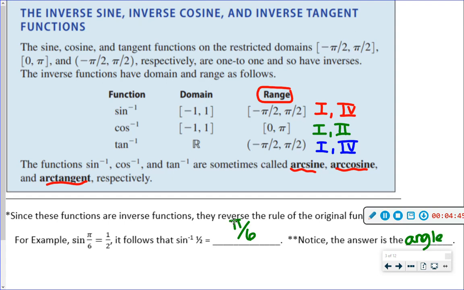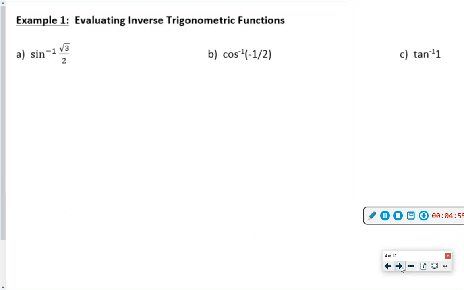One more time. So the next example, the first example, is not a whole lot different from the last page of your homework. You're finding one angle, not two this time, and we have to be conscientious of which quadrant we are drawing it in. Okay, sine inverse. So I'm asking what angle has a sine of √3/2. And of course I've got to think about where I'm drawing it.